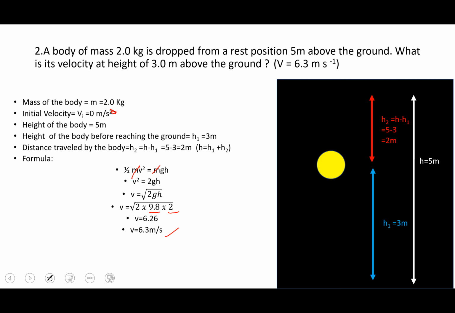Not a square, otherwise it will become acceleration. So we are only talking about velocity. So VI is equal to 0 meter per second.